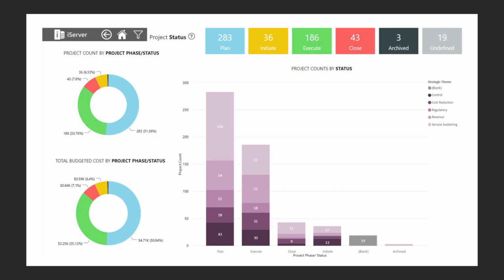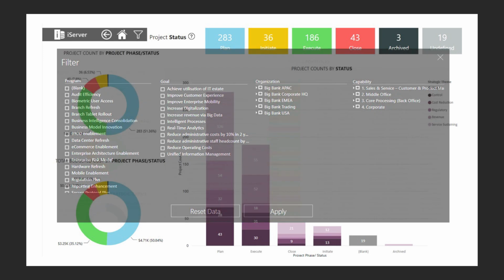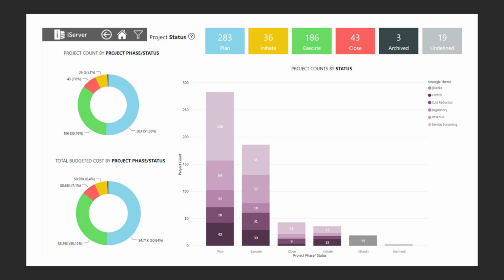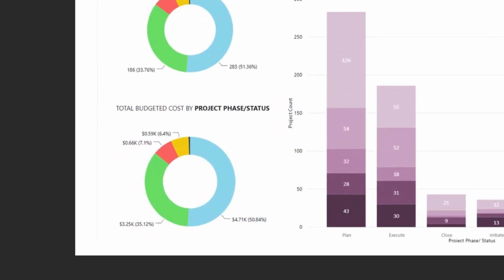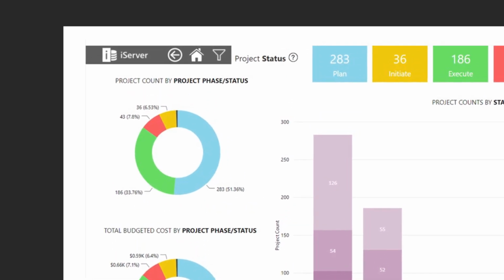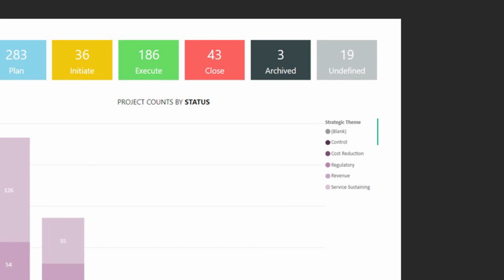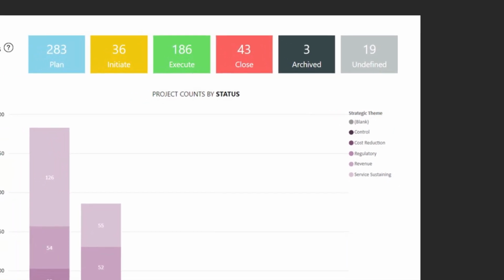And the third one is where we could look at project status information. Again, being able to filter it by capability, organizational unit, overall goals, or strategic themes, such that here we can see how many projects are in different phases or statuses, depending on which area we've selected, the total budgeted cost for all projects within that area, or to take a look at the status of the project and the particular theme that is highlighted on here of a control or cost reduction, regulatory compliance, or revenue generation.